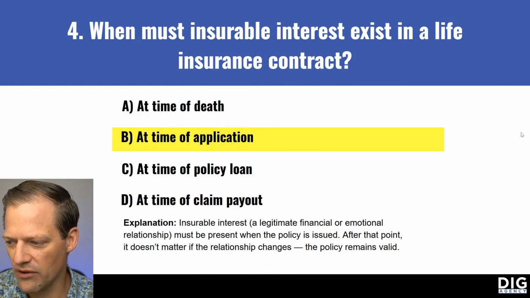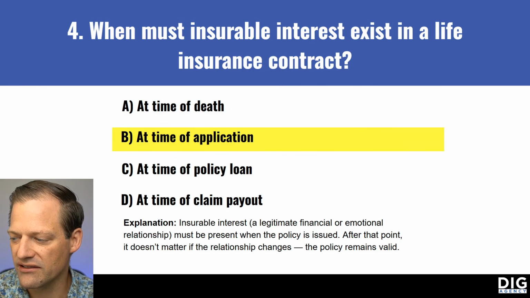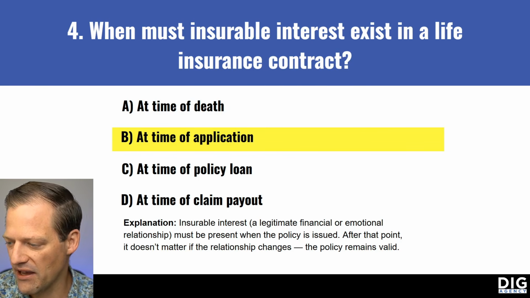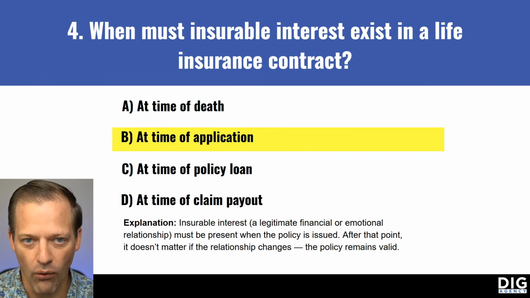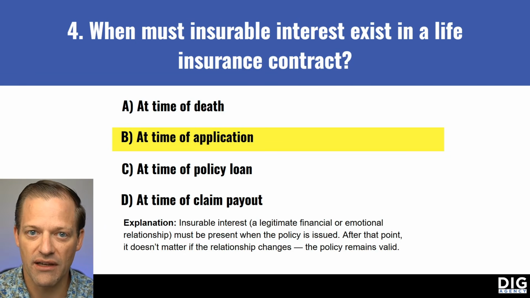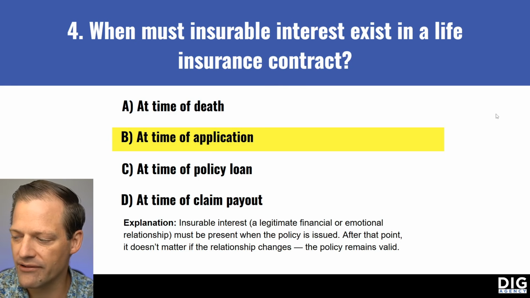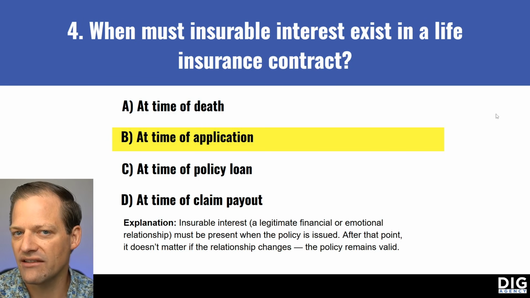Well, that's not a thing anymore. So you want to have insurable interest, which is a legitimate financial or emotional relationship, must be present when the policy is issued. After that point, it doesn't matter if the relationship changes. Like if you're married to your spouse and you get divorced, the policy is still fine in that circumstance, even though you may not want that money to go to the spouse. But that's fine. But at the time of application, that has to exist.